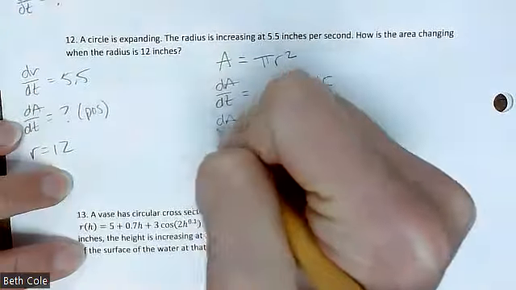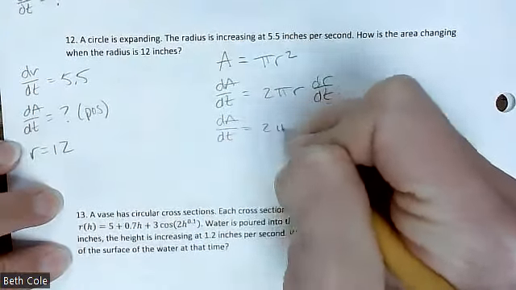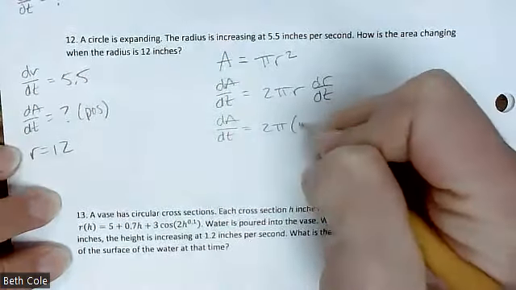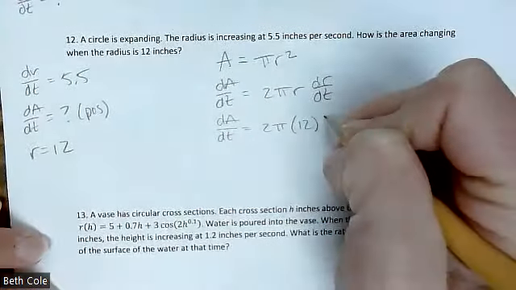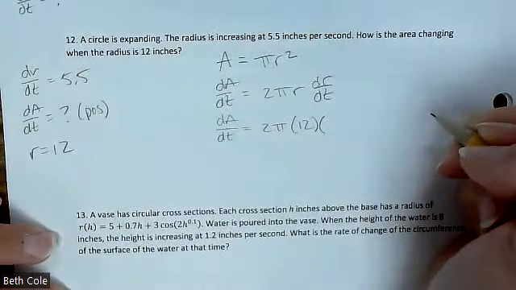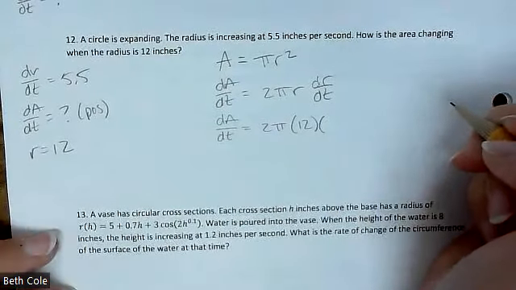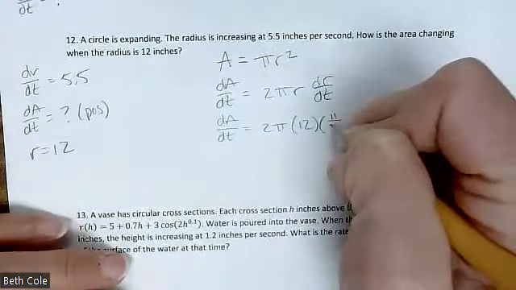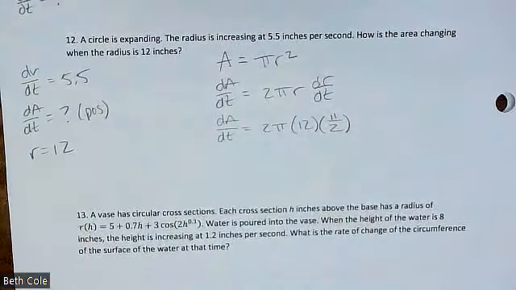dA/dt is what we're looking for. It's going to be 2 pi. What's r? Do we have that? 12. And then dr/dt is 5.5. This is going to be a multiple choice one, right? So 5.5 would be 11 halves.